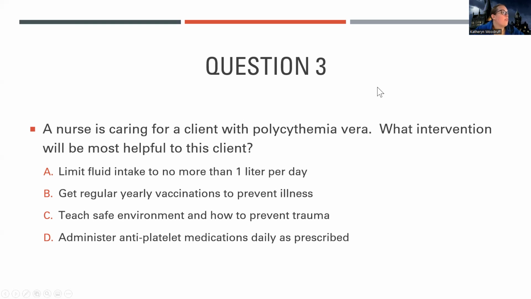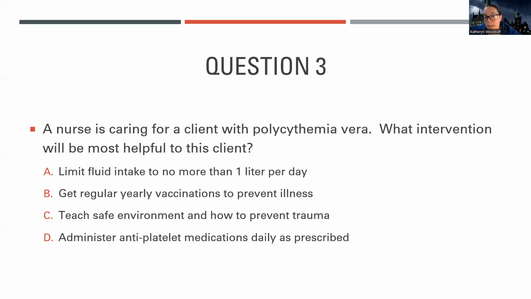All right, so a nurse is caring for a client with polycythemia vera. What intervention will be most helpful to this client? When it's asking for most helpful, it's trying to say which of these interventions is going to most directly help this patient get better. All of these things could possibly be helpful to them, but maybe one is the most helpful, or a lot of these might be wrong. So it depends; we'll have to look at the answer choices. But either way, it has to relate to polycythemia vera, and it has to be something that's going to help them improve.